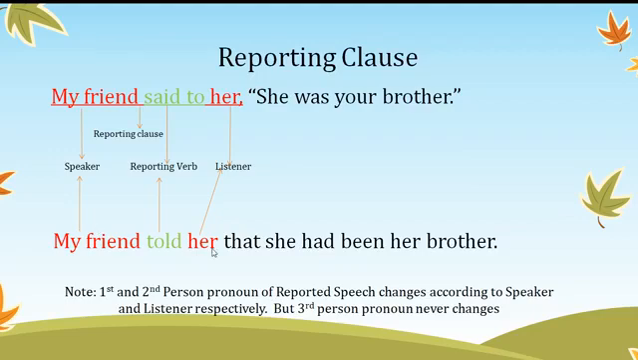Now let's go down. "My friend told her that she had been her brother." See here, "my friend" again is the speaker. "Told" is the reporting verb. The listener is "her". So this is the reporting clause. And what is the conjunction? "That". "She had been her brother" is the reported speech. So this reporting clause and reported speech are joined with a conjunction. And here you cannot see a comma and inverted comma. That is why it is indirect speech. Simply to remind you, the reporting clause and reported speech are joined with a conjunction, and there won't be any commas and inverted commas. This is called indirect speech.